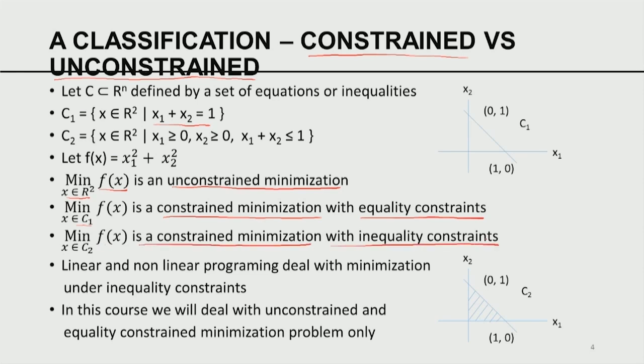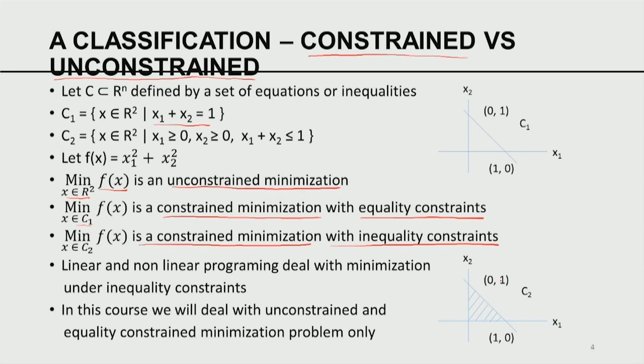This is called inequality constraint because we have x1 greater than or equal to 0, x2 greater than or equal to 0, and x1 plus x2 less than or equal to 1. So that is called inequality constraints. Most of the problems in meteorology are either unconstrained or constrained with equality constraints. In operations research, they often deal with constrained optimization with inequality constraints.